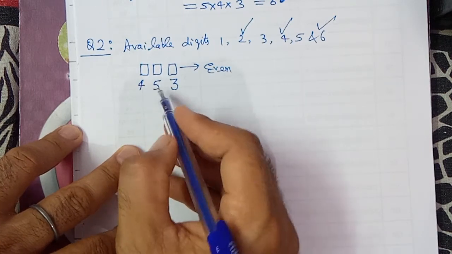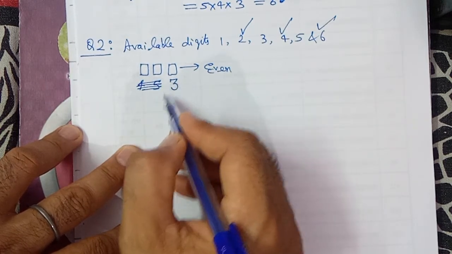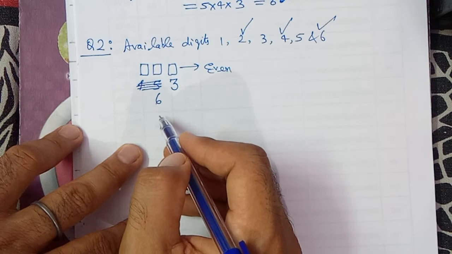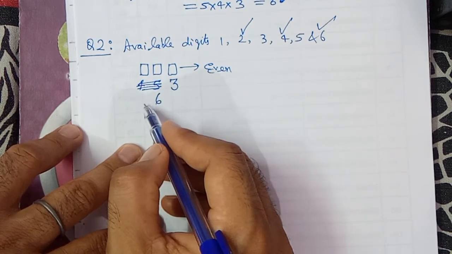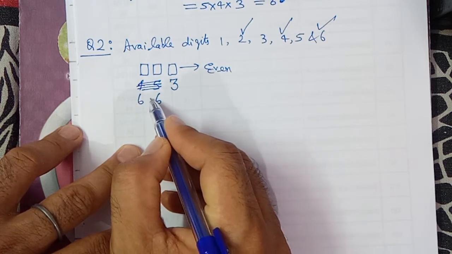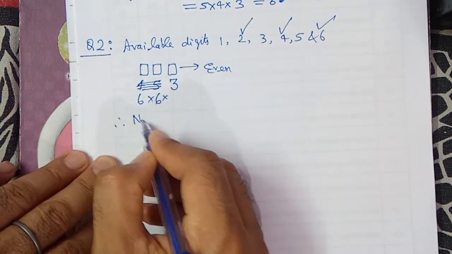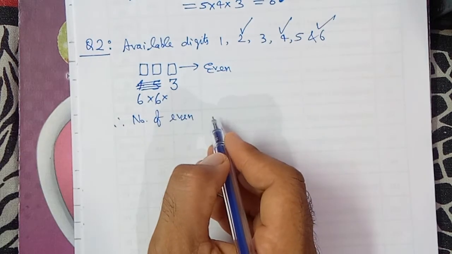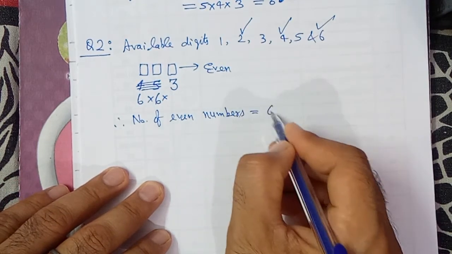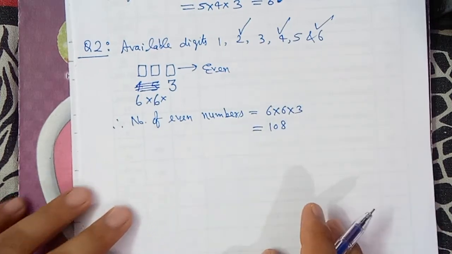Sorry. Repetition is allowed. So the second place can be filled in 6 ways, any one out of 6 digits. Repetition is allowed. Similarly, the next place can be filled in 6 ways. So the total number of numbers is this number into this number into this number. So the number of even numbers equals 6 into 6 into 3, that is 108.